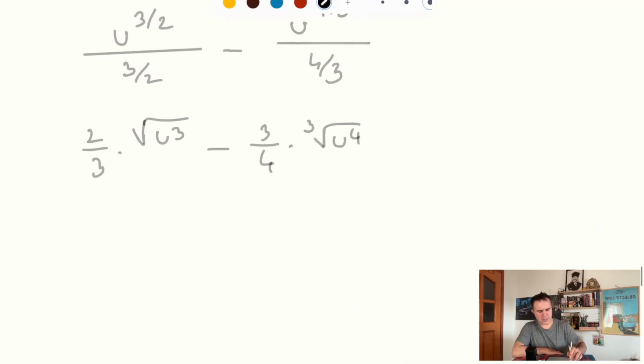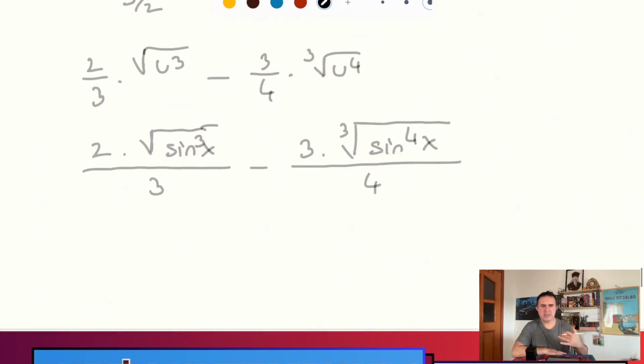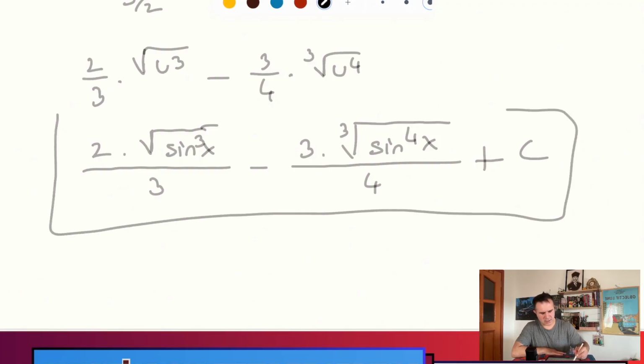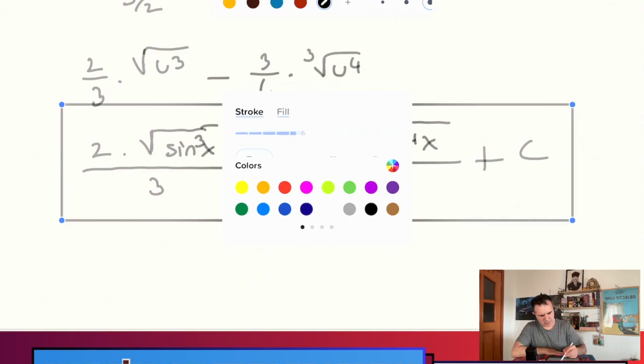And since u is sine x, we get 2 times the square root of sine cubed x divided by 3, minus 3 times the cube root of sine to the power of 4 x divided by 4. And since the integral is an indefinite integral, we will add a constant, see here, and the answer is this.